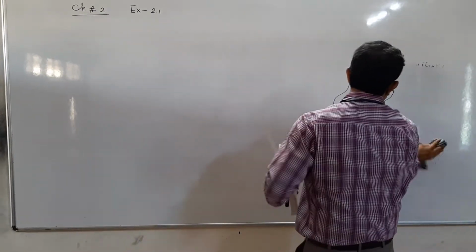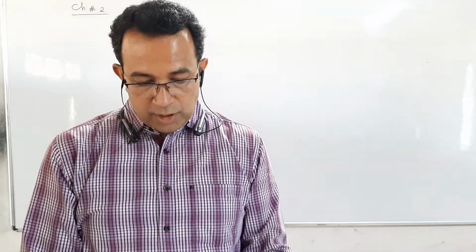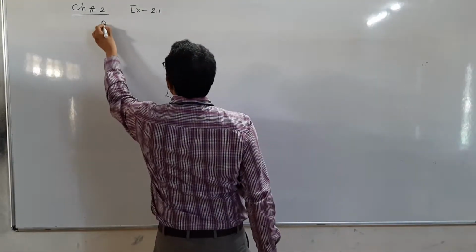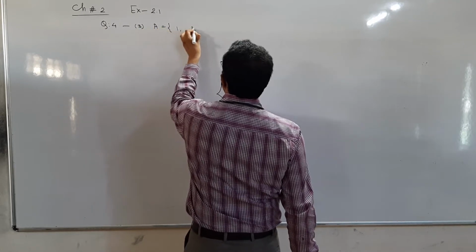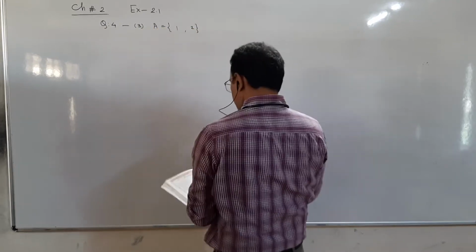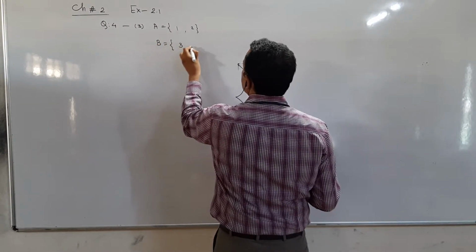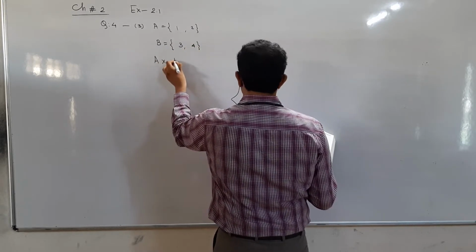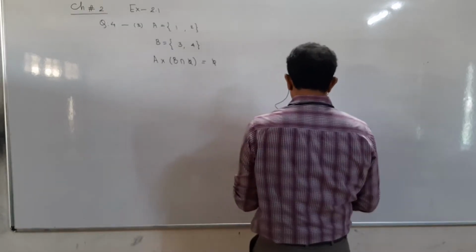Now students, the third statement of Question 4. Okay, let us note down. Question 4, third statement: set A is equal to the set of elements {1, 2} and set B is equal to the set of elements {3, 4}. Then (A cross B) intersection null set is equal to null set, students.